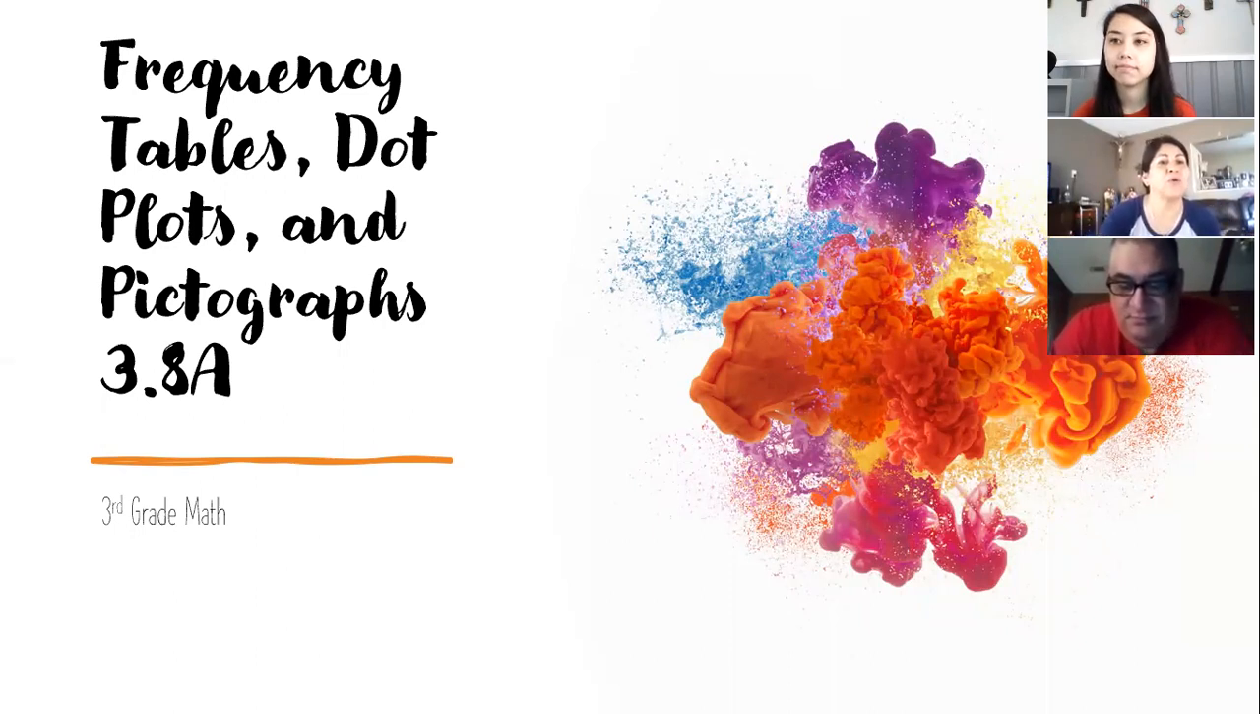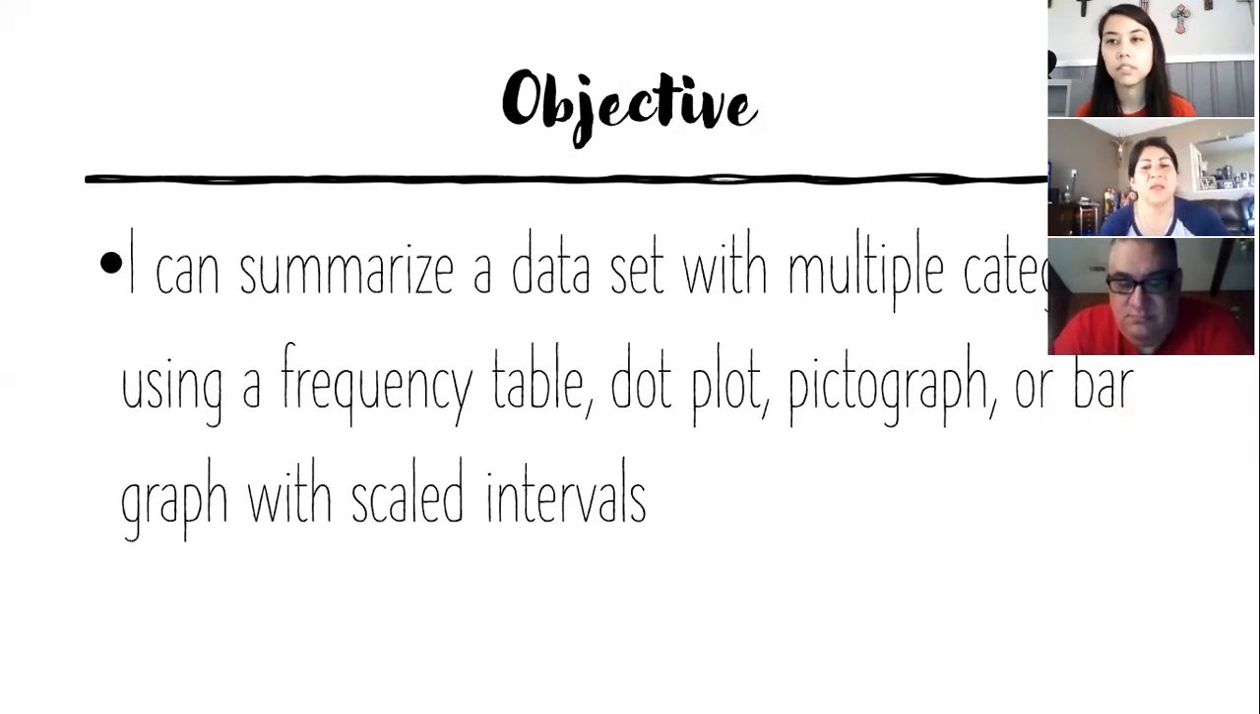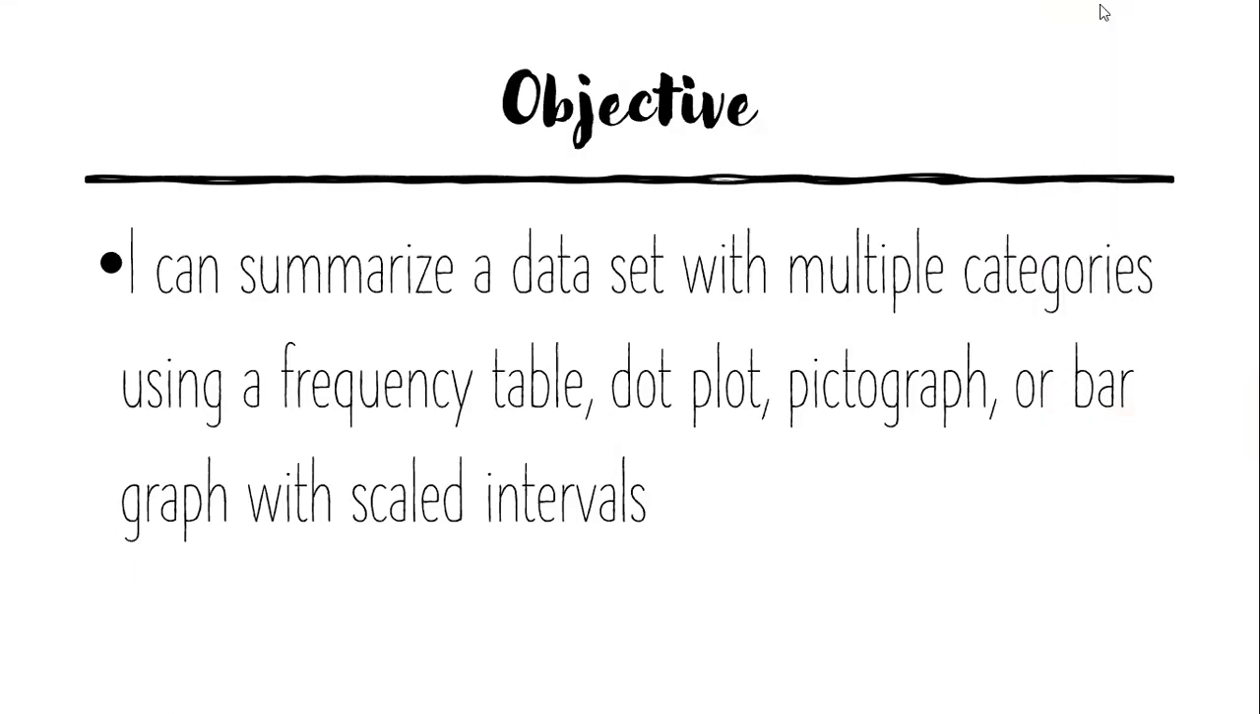Today we are going to work on frequency tables, dot plots, and picture graphs, 3.88. The objective: I can summarize data with multiple categories using a frequency table, dot plot, picture graph, or bar graph with scaled intervals.